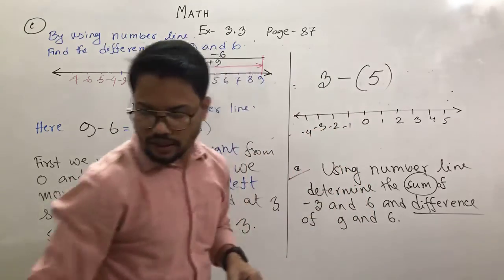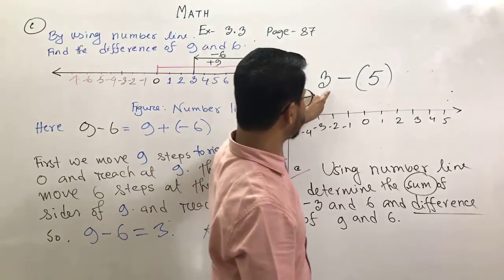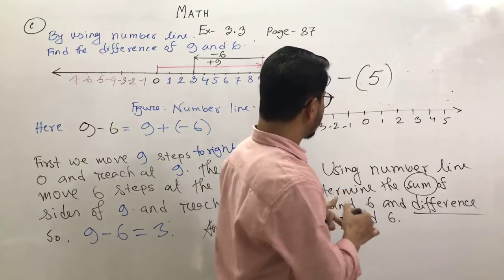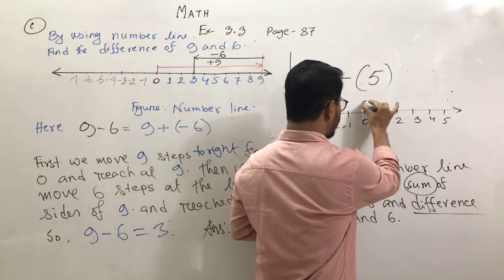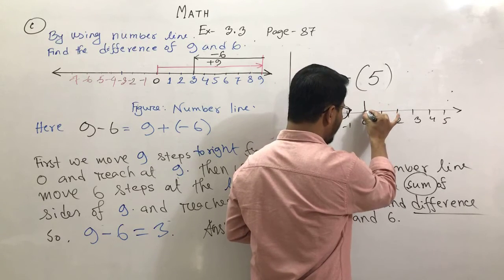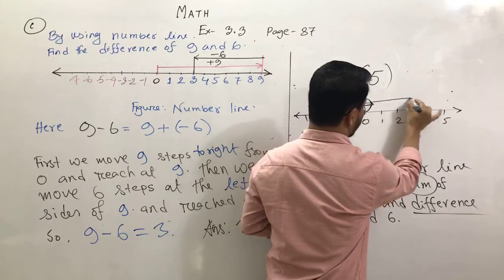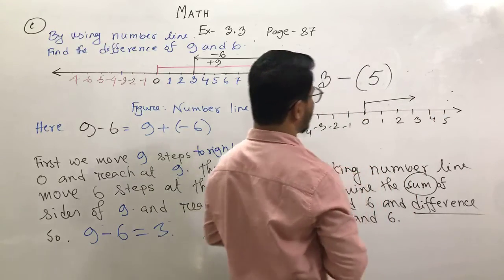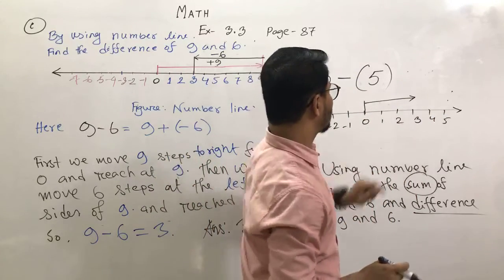Give attention. Now if we find the difference of 3 and -5, the first step is that if the first number is positive, then this will be in the positive direction. This is up to 3.